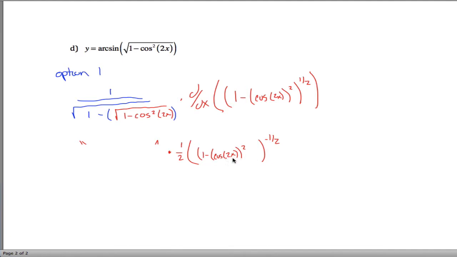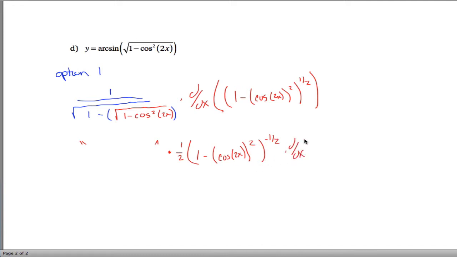Get all my parentheses right. I wrote the parentheses wrong. I want to do that one more time. So take this 1/2, bring it down in front here. So we get 1/2 times 1 minus, there we go, cosine of 2x squared to the negative 1/2 power.